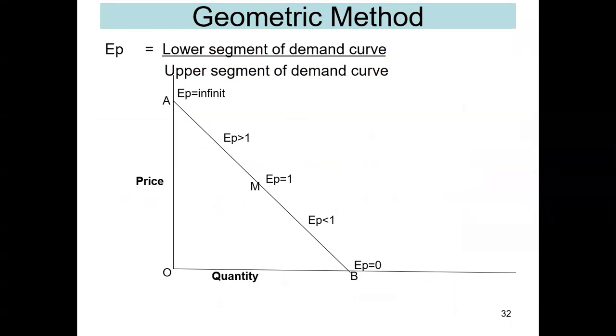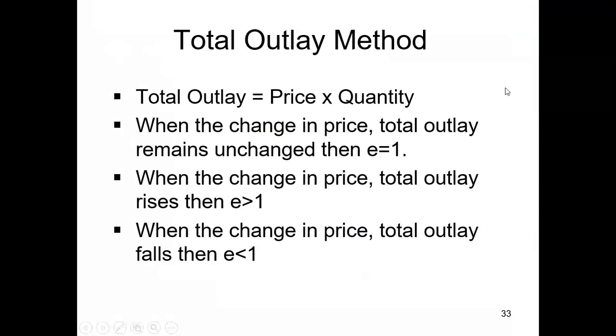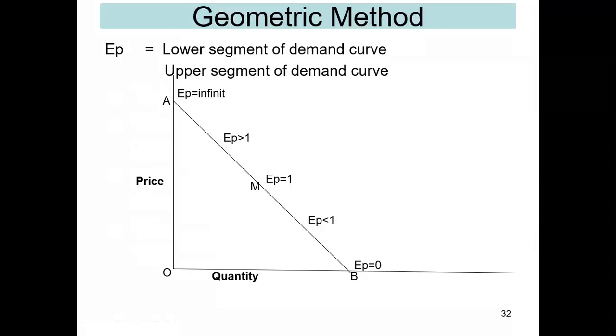So, geometric method: lower segment and higher segment. Up to here is the upper segment, up to here is the lower segment. So the lower segment of the demand curve divided by the upper segment of the demand curve will be the geometric method. So how much it is changing, depending on that they will calculate elasticity of demand.